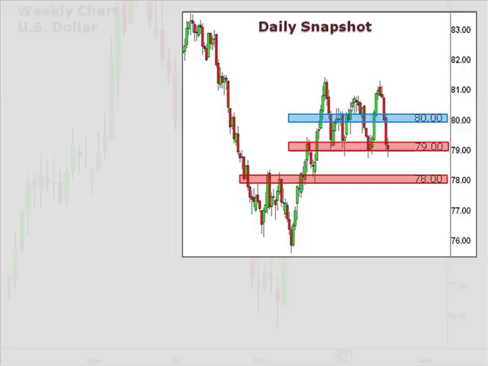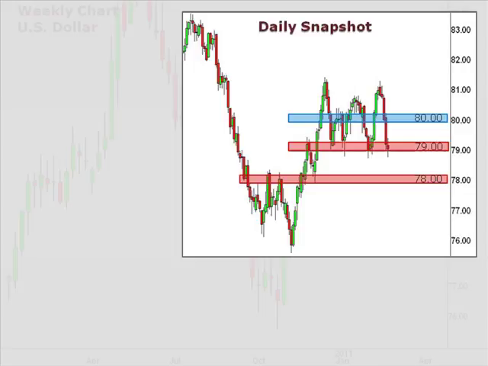Let's take a quick look at a daily snapshot of the charts. Now, the daily chart does reflect the significant role that 79 is playing as support. We may see a bounce up towards 80. However, failure to hold 79 will likely result in a move down towards that 78 level, once again looking for the next support.